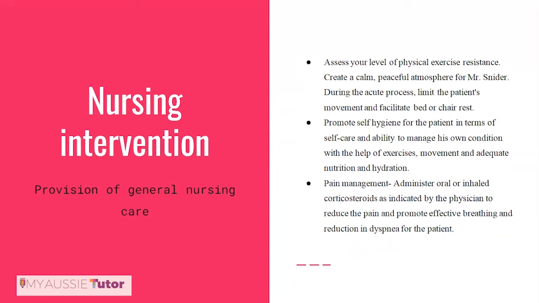So for the same, the next aim for a nursing intervention would be the provision of general nursing care. It would include assessment of the level of physical exercise resistance, creating a calm and peaceful atmosphere for Mr.